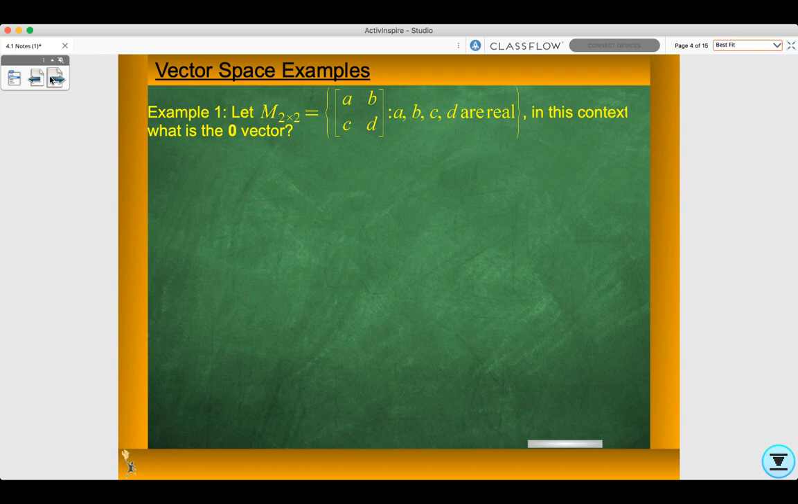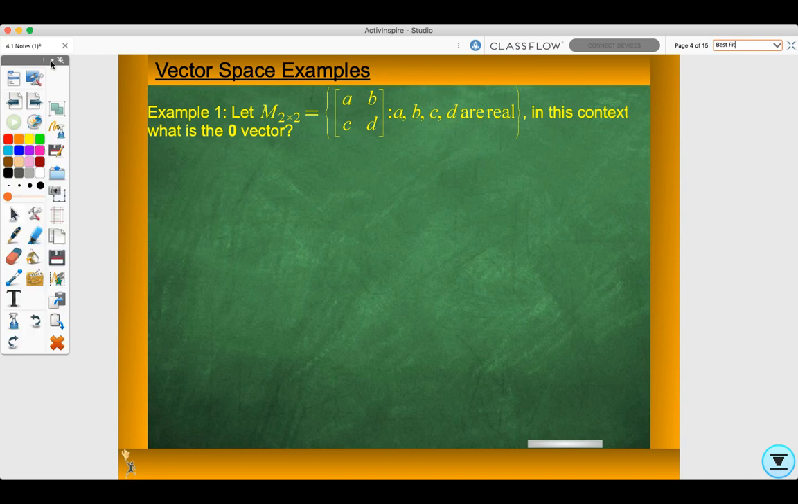Let's look at this first example. Let M be a 2 by 2 matrix with entries a, b, c, d, where a, b, c, and d are real. In this context, what is the zero vector? The zero vector would just equal the matrix of 0, 0, 0, 0. That would be your zero vector.